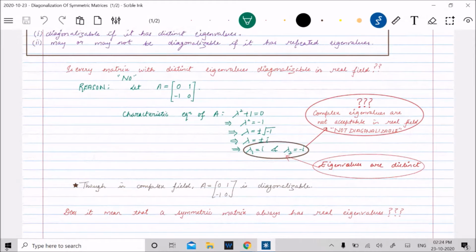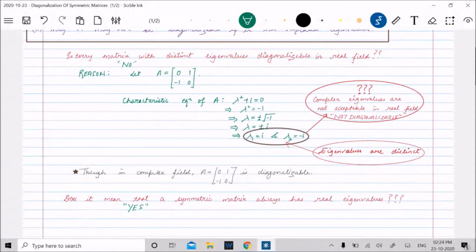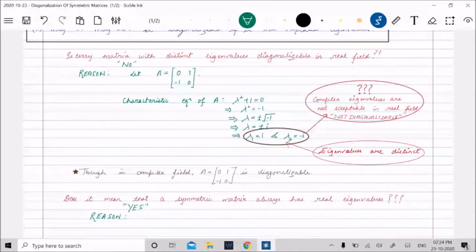A symmetric matrix always possesses real eigenvalues, and the reason can be given. This is not the complete reason, but I am just trying to give you a justification for this yes, by taking a 2 cross 2 matrix. However, this is not the actual proof, right?